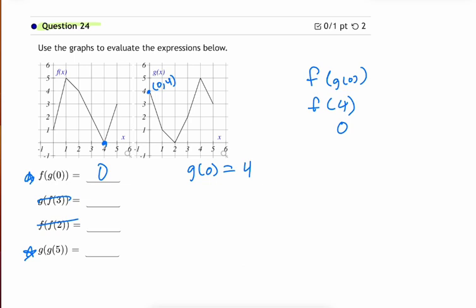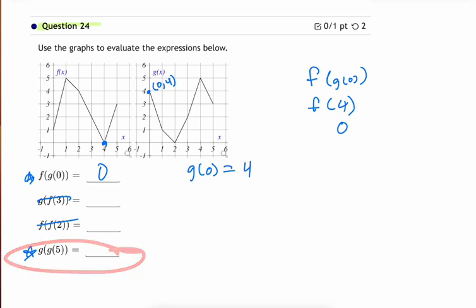Okay, so let's do it again. We're going to start at 0 on our g function. We're going to find the height. The height is 4. We're going to input that into our f function. So it's saying if f is 4, what is our height? Our height is 0. Okay.